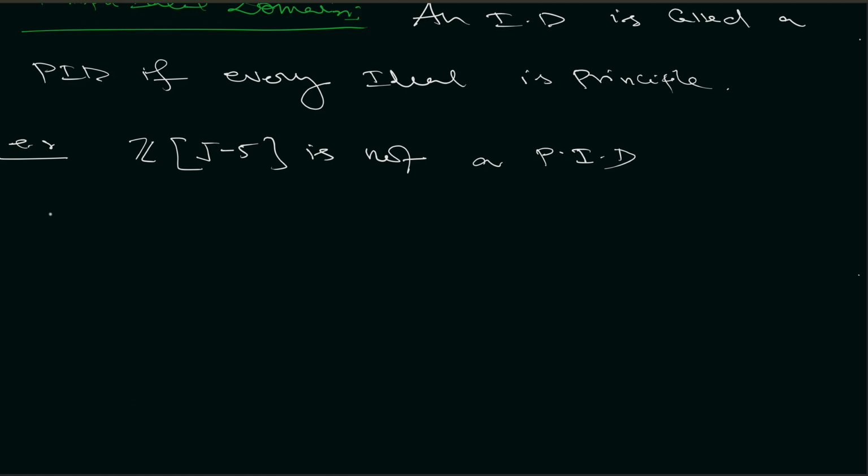Now the last thing I am going to do, because I have to do something else right now. Another important thing: every Euclidean domain is a principal ideal domain, PID. Every ED is a PID. Why is this true?